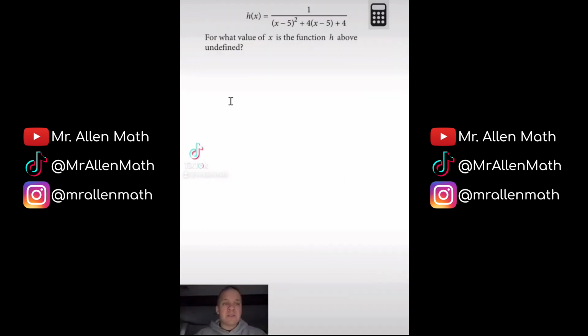For what value of x is the function h above undefined? We might be looking at that and being like, hey man, that's easy. It's already factored and things like that. We can just say it's 5. Hold up. It's not factored, okay? Because we have addition outside those parentheses. So even if I put 5 in for x, I'd get 0 plus 4 times 0 plus 4. That's going to equal 4. That's not undefined.